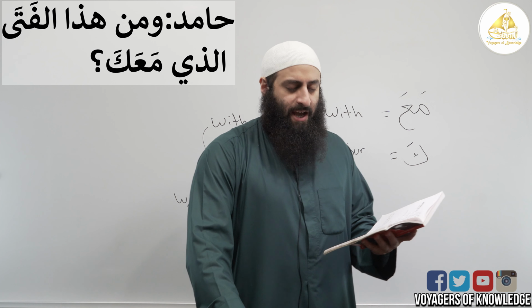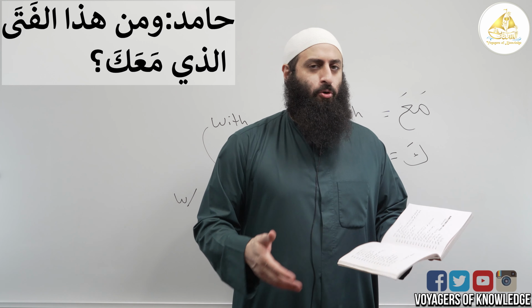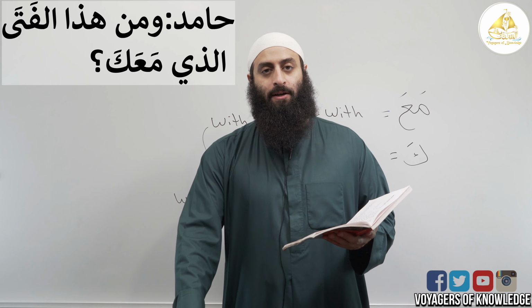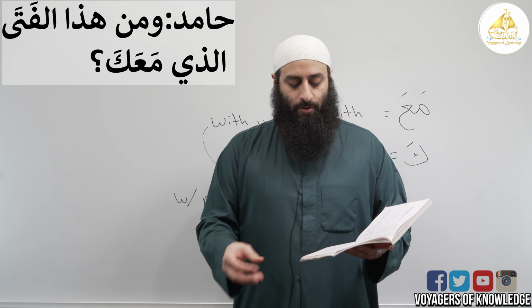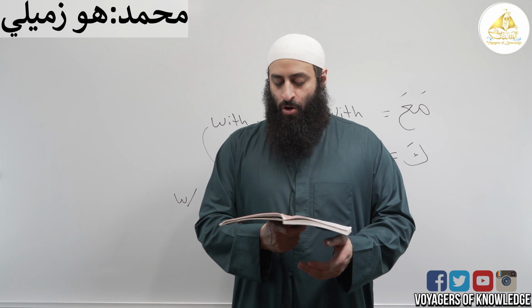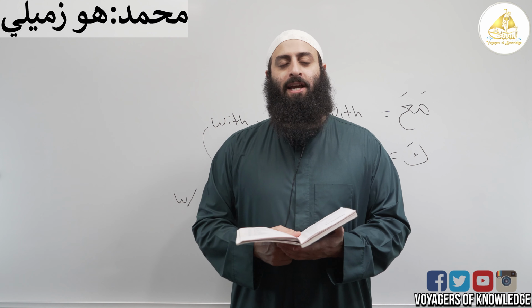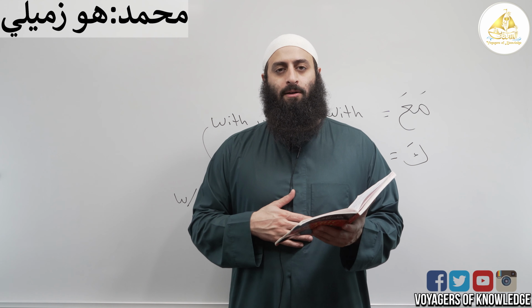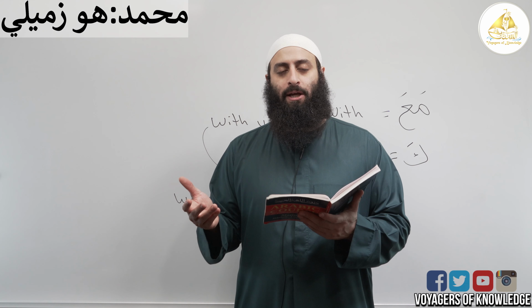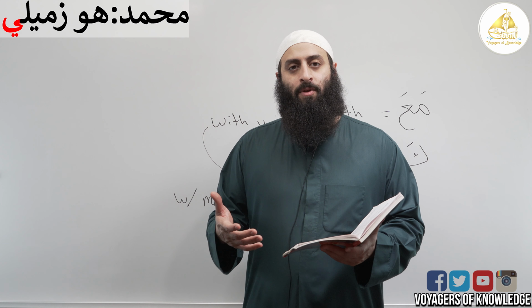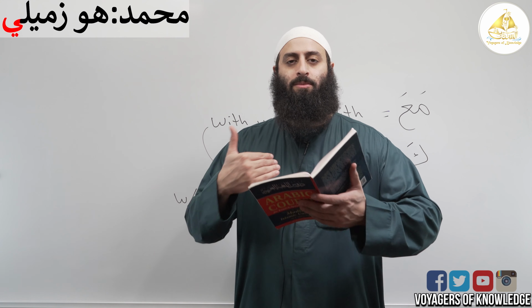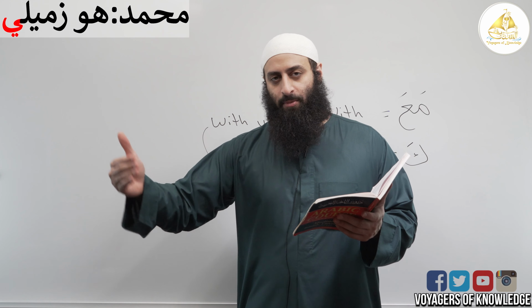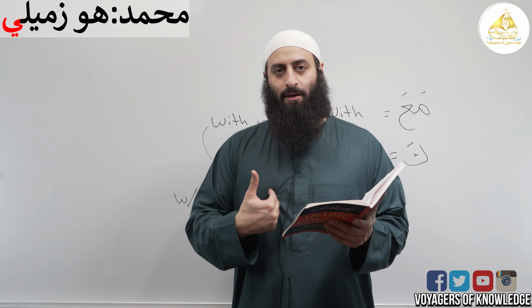Next, he said, وَمَنْ هَذَا الْفَتَى. Who's this young man, or who's this boy that is with you? الَّذِي مَعَكَ. Which is with you. All right, remember الَّذِي? هُوَ زَمِيلِي. All right? What's the word zamil? Zamil means classmate. If we add a ya, what happens to the word? It becomes my. Huwa, he is. Zamili, he is my classmate.